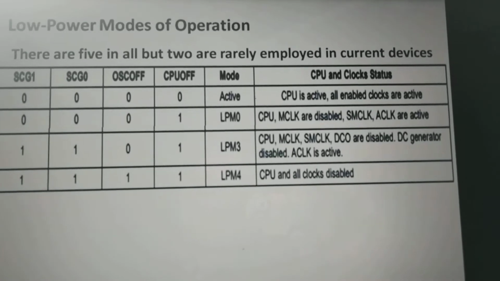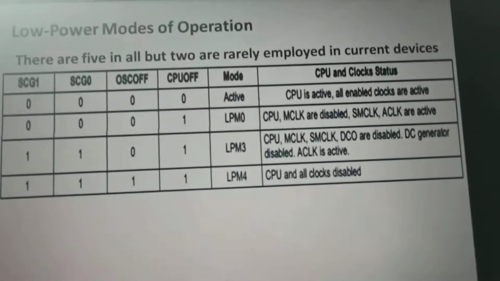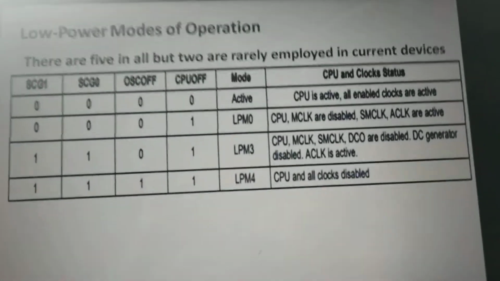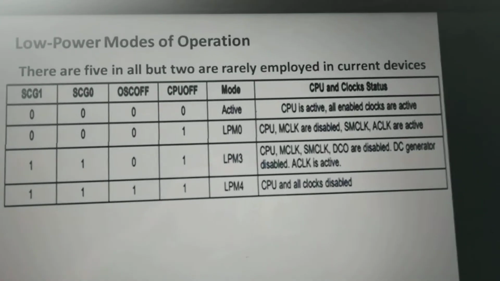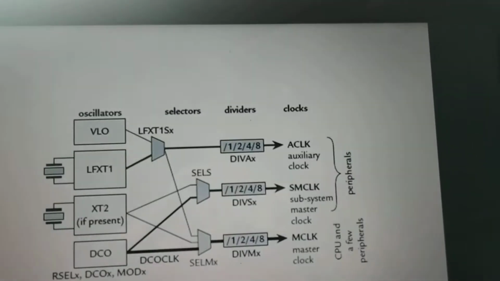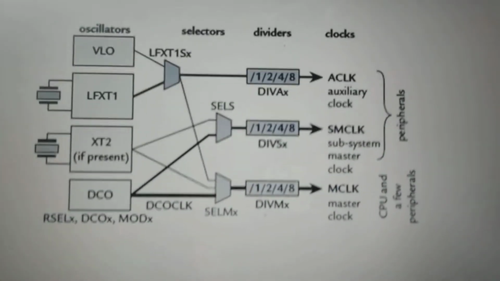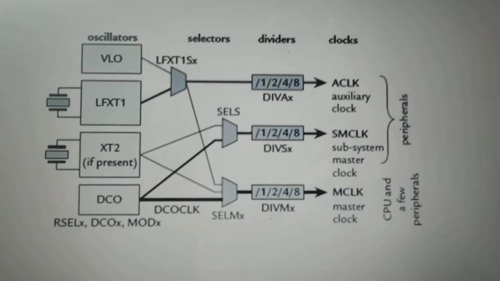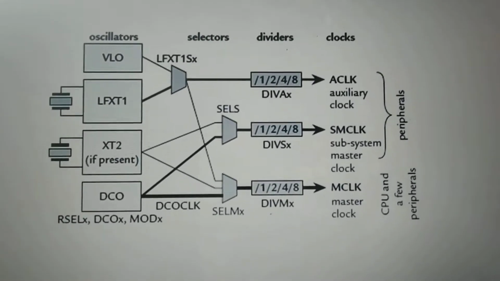Okay, so we know that in your MSP430, we have 3 different clocks. What are the 3 different clocks? We have the MCLK, we have the SMCLK, and we have the ACLK. We'll just look at that block diagram once. Yeah, so this was the basic clock system. We have the ACLK. ACLK operates at the least frequency, approximately in kilohertz, a minimum of 32 kilohertz.